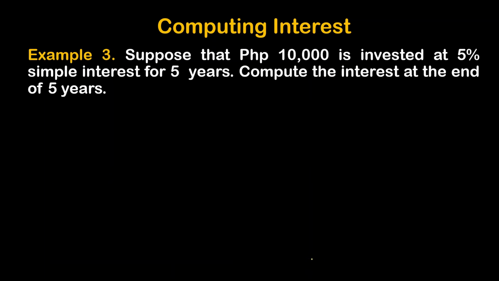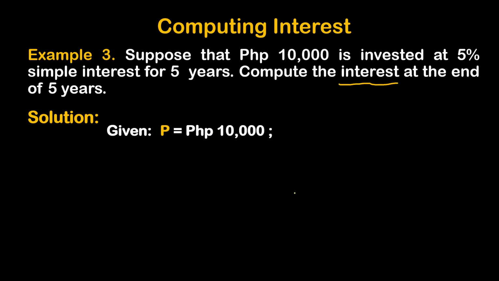So suppose that 10,000 pesos is invested at 5% simple interest for 5 years. Compute the interest at the end of 5 years. So again, ang hinahanap natin dito is to compute the interest. Ang ibig sabihin lang yan is we just need to compute the simple interest. So in this case, first nating gagawin is to identify ano yung mga given sa problem. So of course, we have here the P or the principal amount which is 10,000 pesos. So 10,000 pesos is the amount invested.